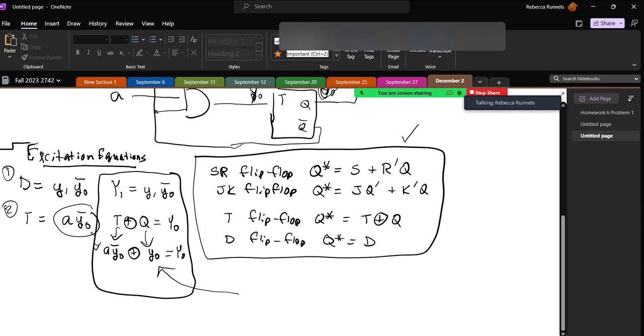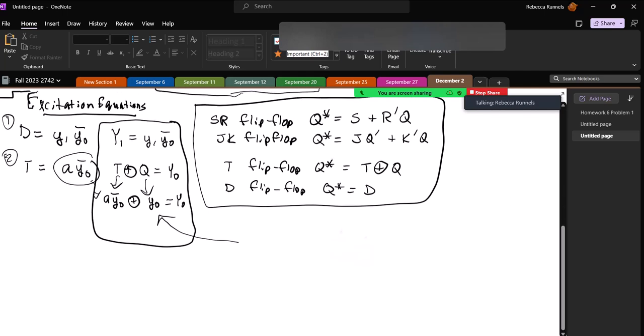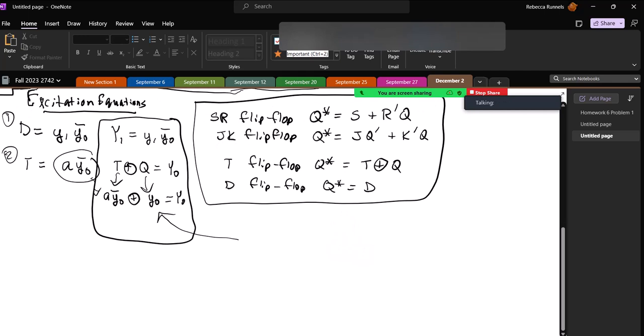Okay, so let's do... I don't think I actually need to do a Karnaugh map here. I think we can do this without it. So let's do our state table. We've got present state, which will be Y0.